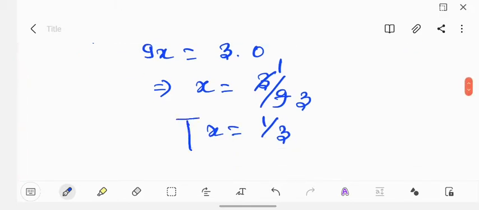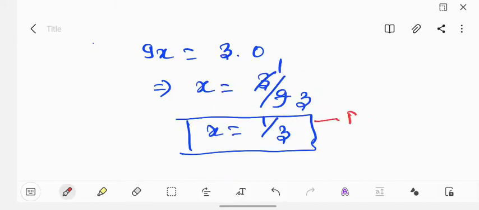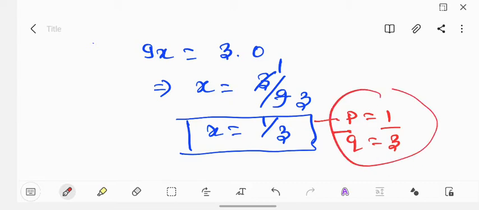This is your answer. So this 1 by 3 is in the form of what, students? It is in the form of p by q, where p equals 1 and q equals 3. I hope you understood this topic. Okay.